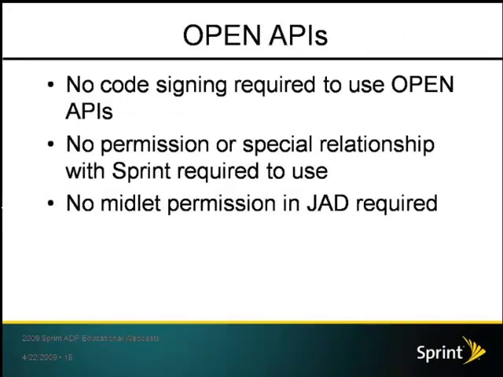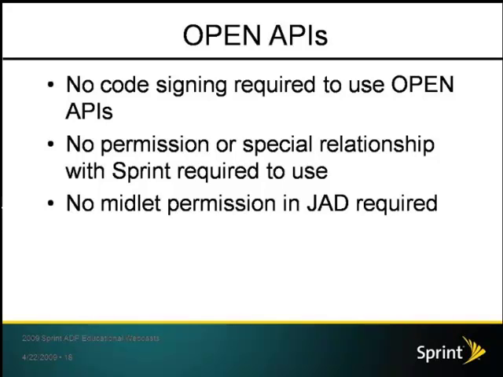So I'm going to jump back into the topic of the open APIs that the S30 exposes. This will repeat some of what Jay has already mentioned, but I think it's good to repeat it a second time. With the opening of the APIs, such as File, JSR75, File.io, and PIM, one of the key things that we want to stress is that you no longer require code signing.